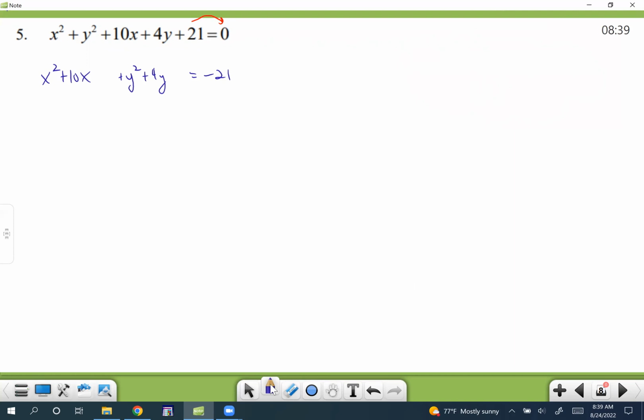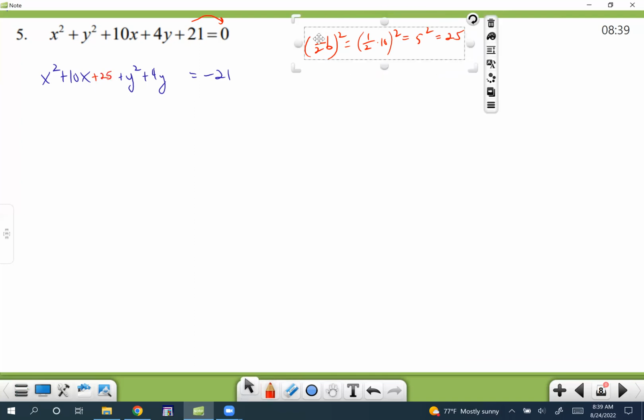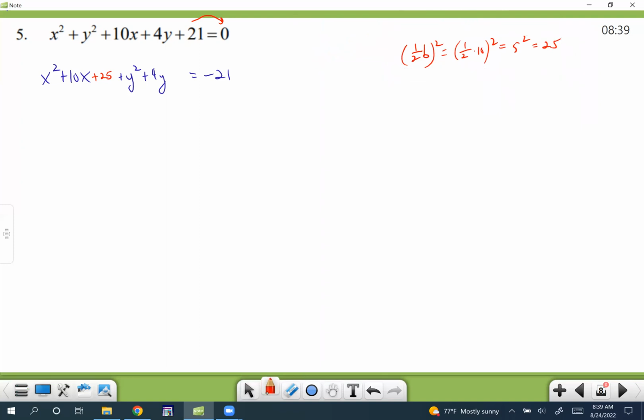All right, we're going to take half of b and square it. So we're going to take half of 10, square it. So that gets us 5 squared. It's 25. Whatever you do to one side of the equation, you must do to the other side, right? So if I put a plus 25 on the left, I need to put a plus 25 on the right.